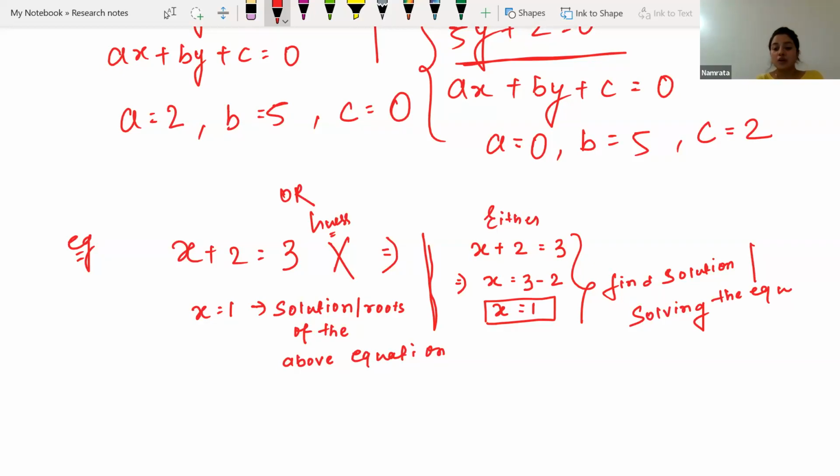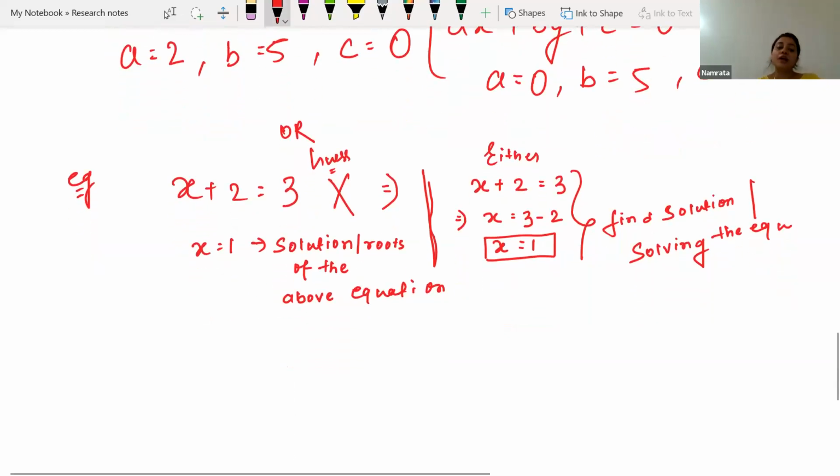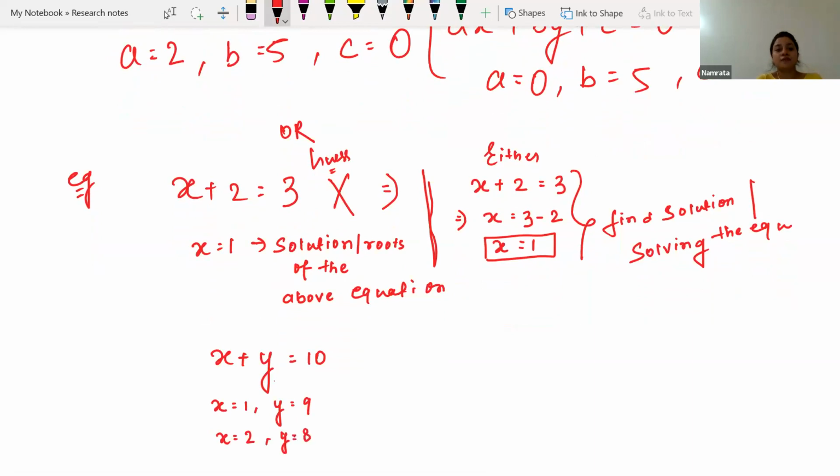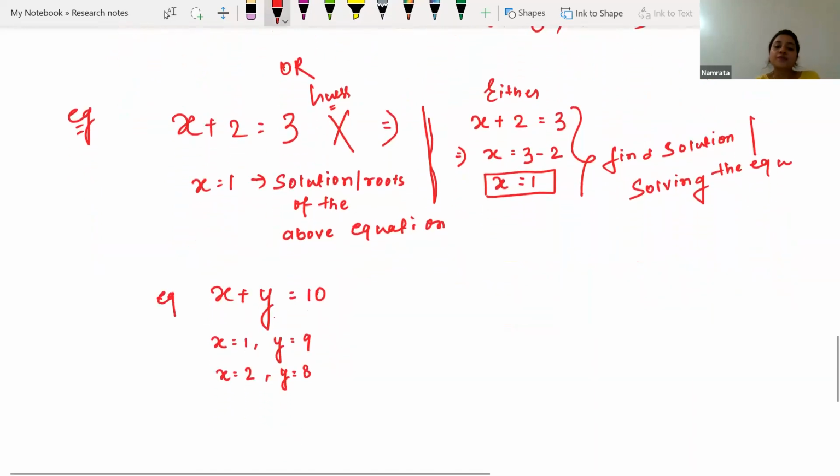Okay. Now, again, I'm repeating, when we have a linear equation in two variables, let's say x plus y is equal to 10. Here, the x value can be 1, the y value can be 9. Right? 1 plus 9, 10. Here, the x value can be 2, the y value can be 8. 2 plus 8, 10. Here, the x value can be 3, the y value can be 7.